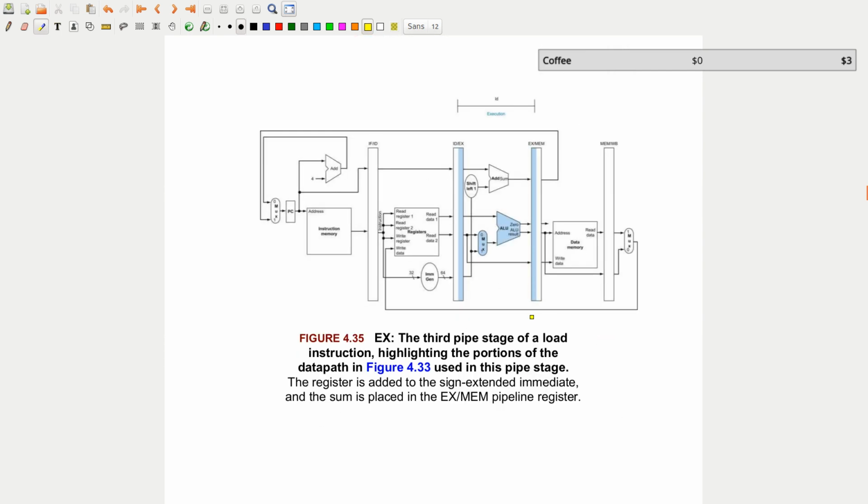And then the same thing happens with execute. This is the third stage of the load instruction, highlighting the portions of the data path used in the pipe stage. We're going to be using the address that we get out from here. We're going to be selecting which value we're using, which for the load instruction will be what came from the pipeline, right here. That was originally this sign extension. Then this will go to the ALU, and of course we want to save that now in the execute mem pipeline register.